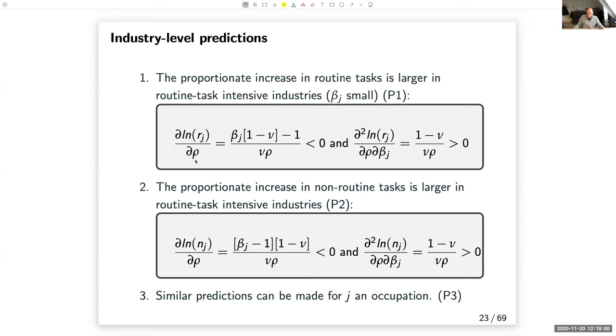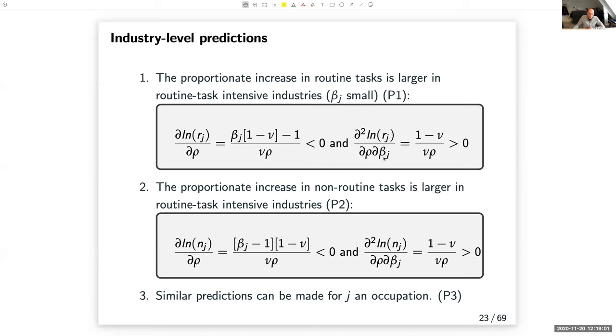As we had before, if the price of computer falls, then the demand for routine tasks is going to go down, because of this capital accumulation, an increase in C. And we do assume that because C and LR are perfect substitutes, the demand for routine labor tasks falls. But I also want to check how this comparative static depends on beta J, and what this positive sign here says is that the fall in the demand for routine tasks, if the price of capital falls, is going to be bigger if beta J is initially smaller.